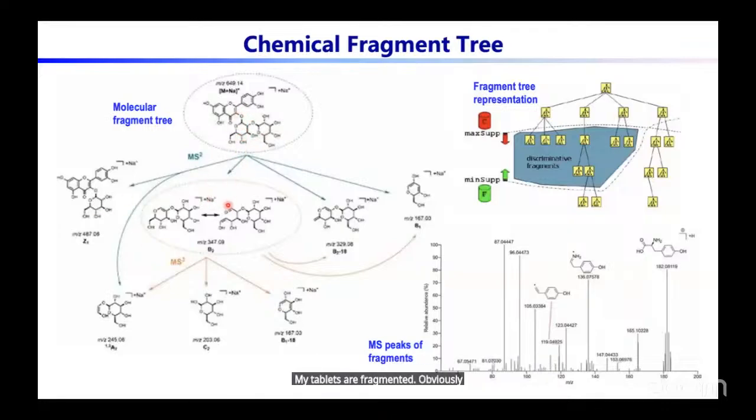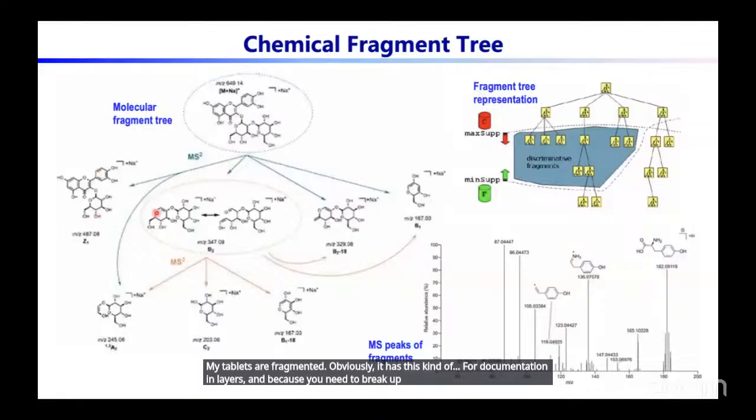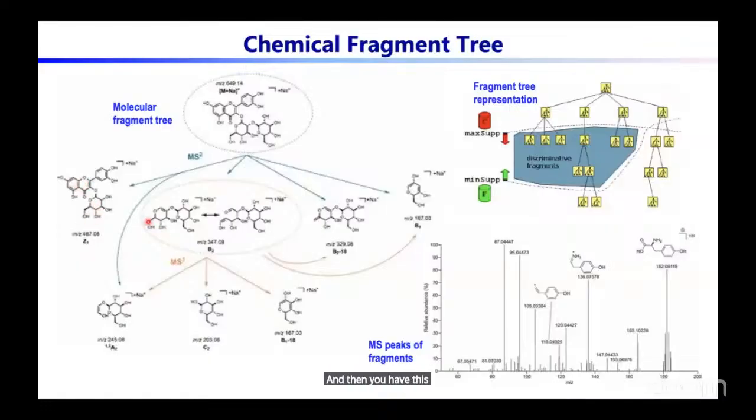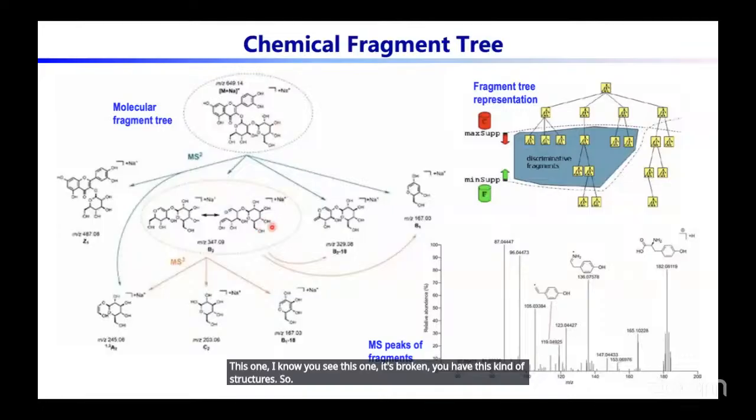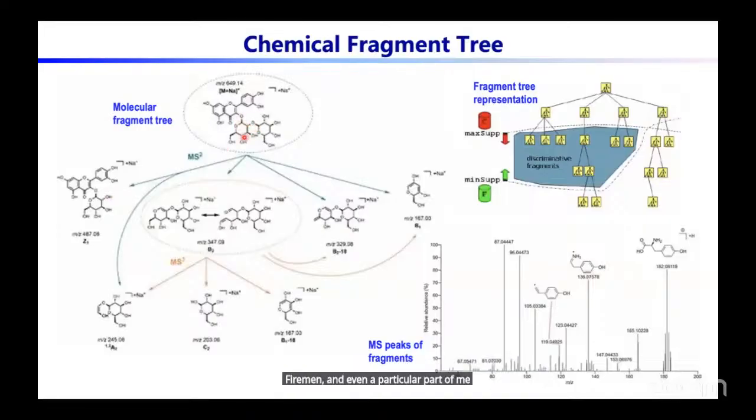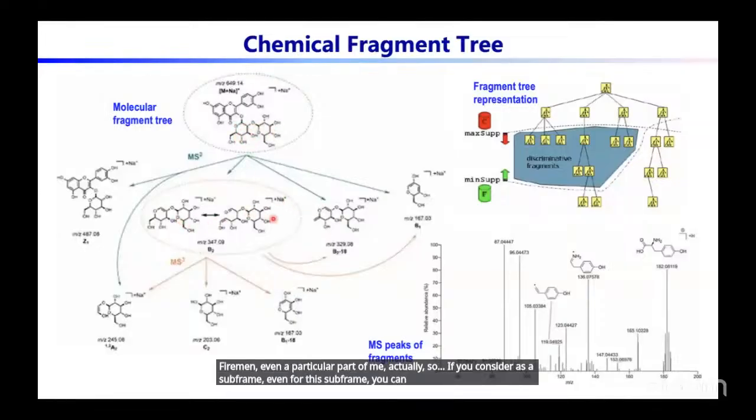Obviously, there is fragmentation in layers because you need to break up a certain bond. For instance, if you break it here, you have this part, and if you break this one, you see this one is broken, and you have these kinds of structures. So that means there's not a single solution for the set of fragments. You can have many fragments. Even for a particular subframe, you can see it can have many different fragments.